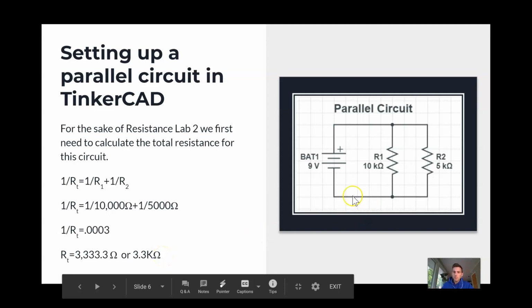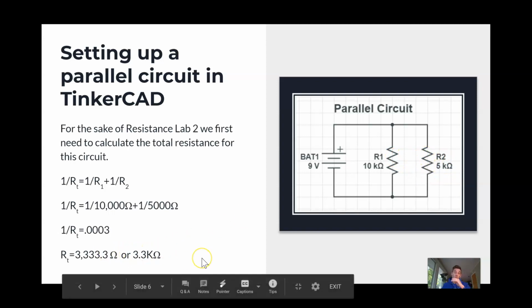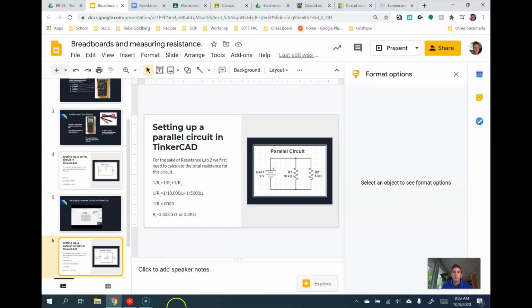So again, when we're calculating for parallel, total resistance is always going to be less than the smallest resistor. So in this case, the smallest resistor is 5. The answer is 3,333. So that is less than. So we can be pretty confident that that's correct. I know it's correct, but as you're moving forward here.